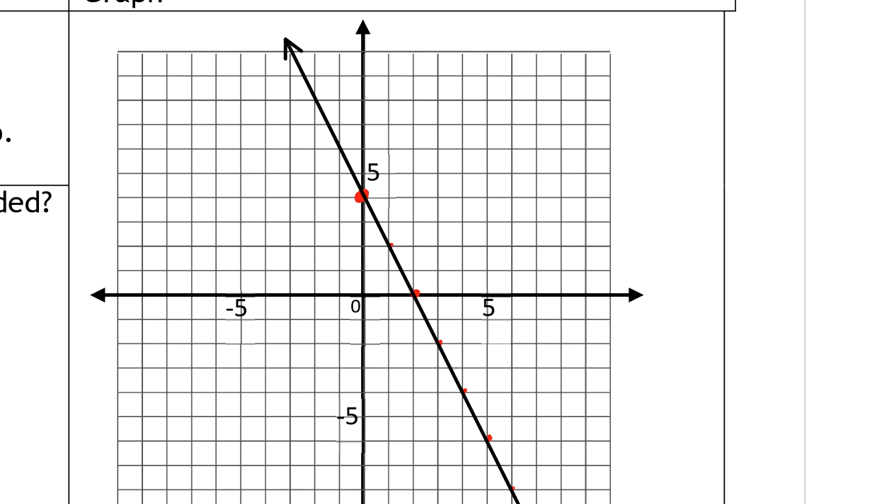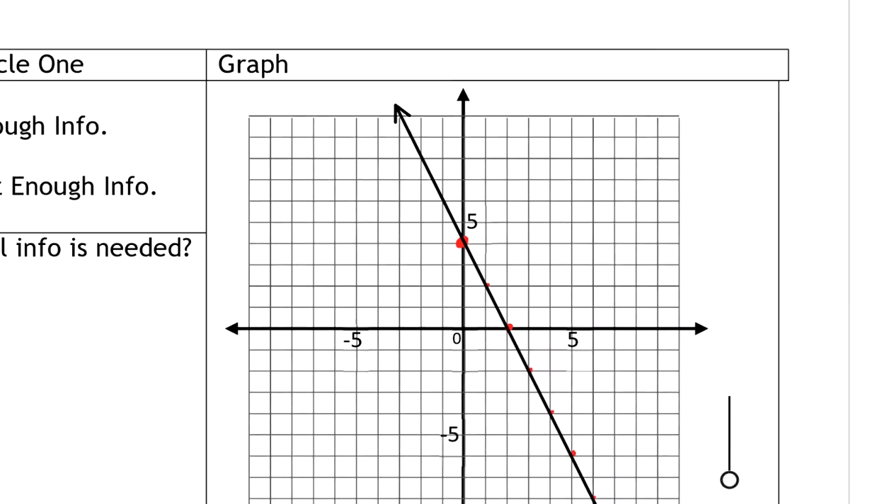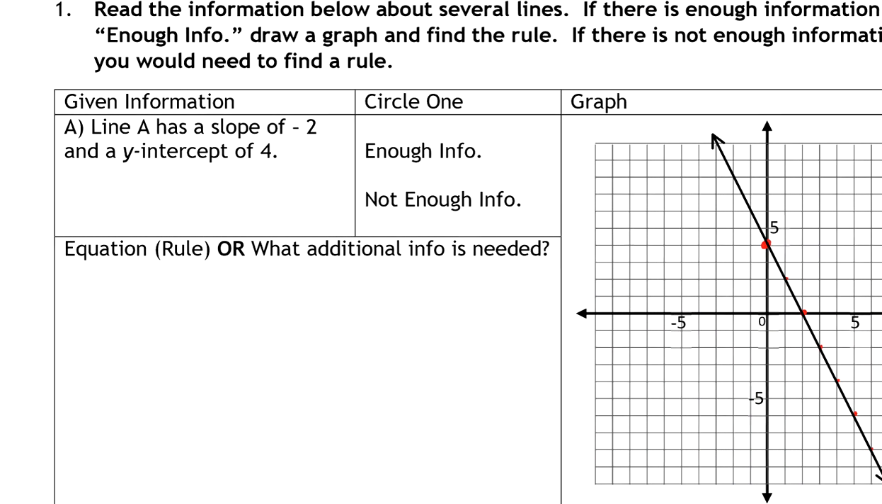Well, there's clearly enough information there to determine a unique line, both the slope and the y-intercept. So I would say that there is enough information, and the equation of that line is y is equal to -2x, and then starting at 4. So let's go down to part B.